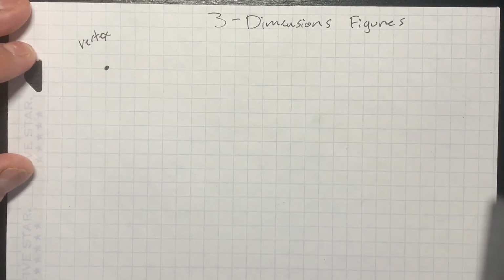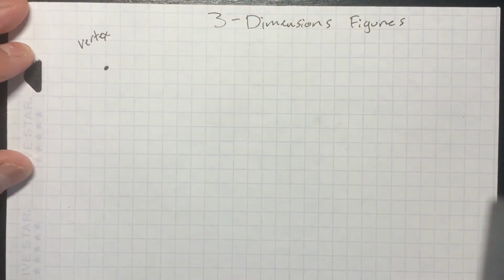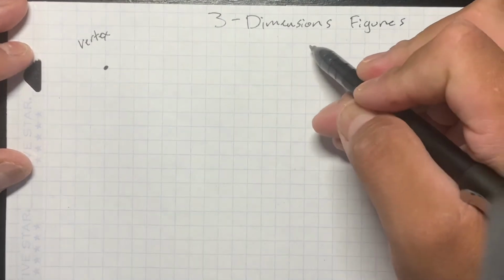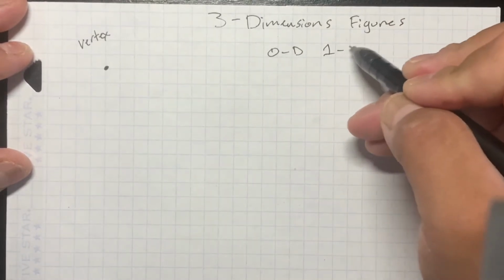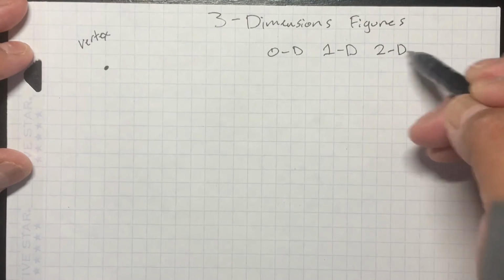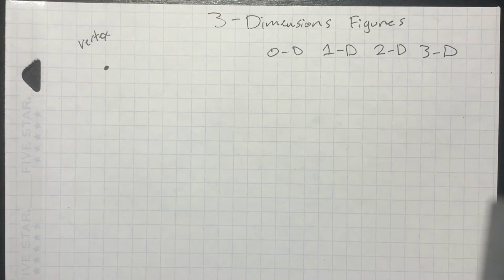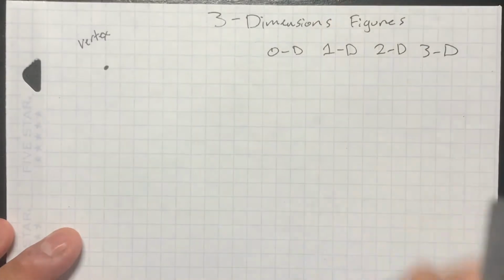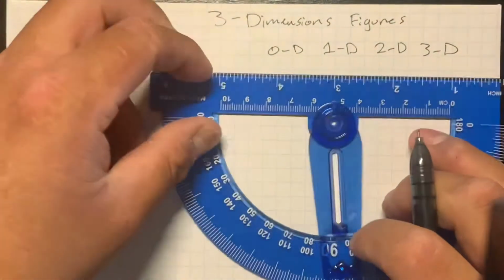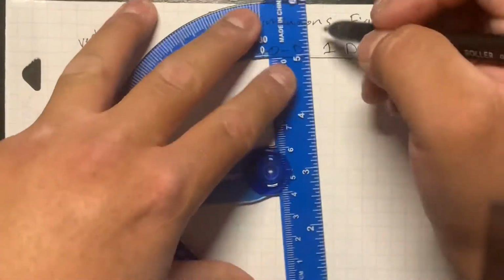Now, I want to know, how many dimensions is that dot? Does it have any dimensions? I'm going to make a little table. So I'm going to go 0 dimensions, 1-dimensional, 2-dimensional, 3-dimensional. Again, we do live in a three-dimensional world, so keep that in mind. So how many dimensions is this figure here? I'm going to finish out my chart here. And again, this will make a whole lot of sense. We're going to learn it today.